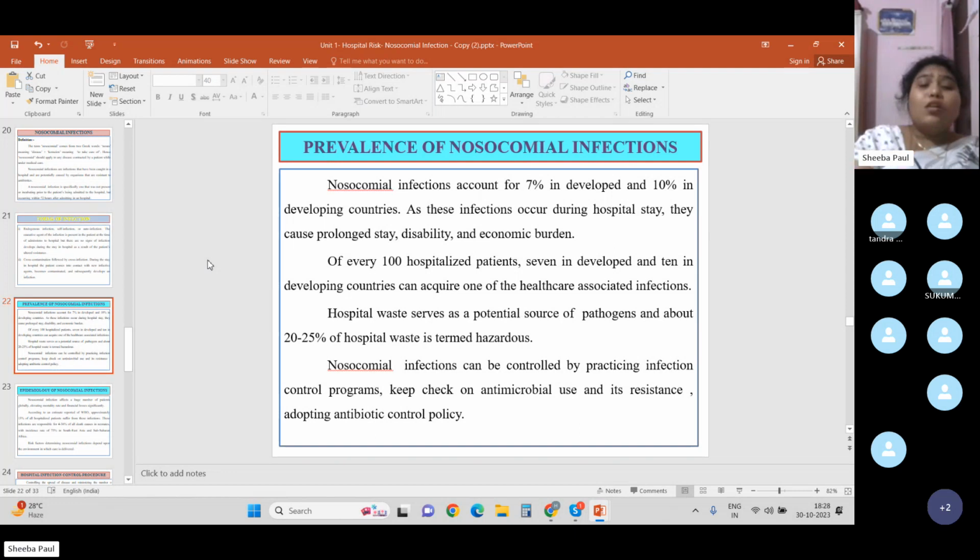developing infection. Nosocomial infections can be controlled by practicing infection control program, keeping a check on antimicrobial use and its resistance, adopting antibiotic control policy. So when the physician gets to know that the person is at risk of developing infection, he should make sure that he gives him the antibiotics that can kill any kind of bacteria or virus. And also he has to vigilantly keep check on the antimicrobial agents that cause infection to that particular person.